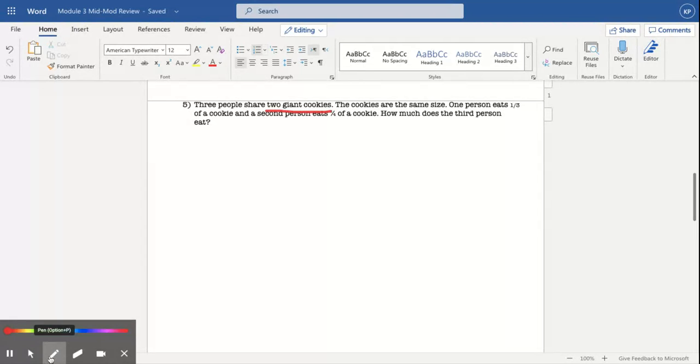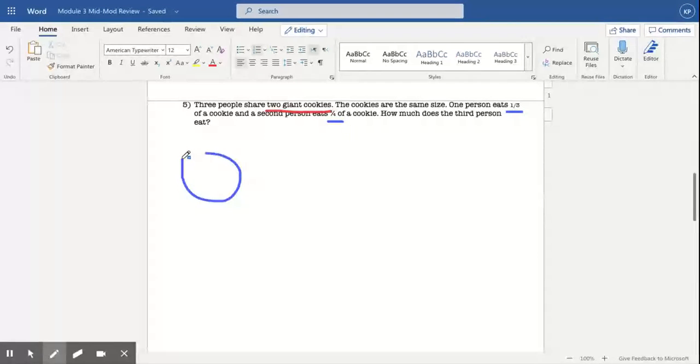What do we know about what happened to the cookies? Well, we know one person ate a third. A second person ate 3/4. How much does the third person eat? Well, we know they ate the entire two whole cookies. So I need to remind myself, two whole cookies. Think about that when I make my denominator, okay? And I need to look at what they ate.